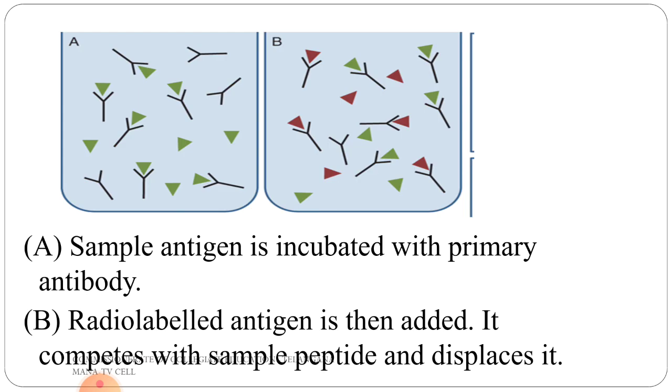In the picture we can see, in picture A, sample antigen is incubated with primary antibodies, and in the second picture, radiolabeled antigen is then added. It competes with the sample peptide and displaces it.